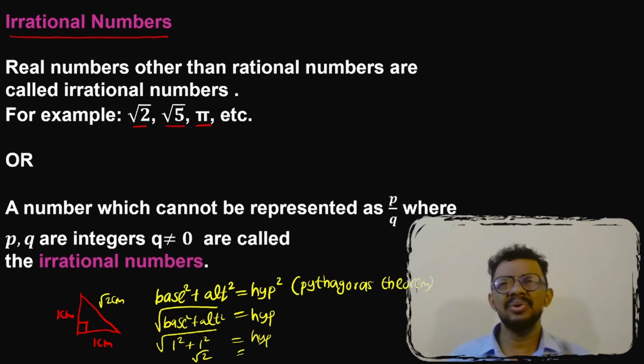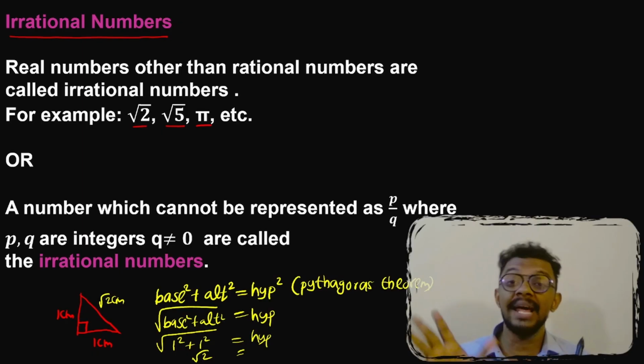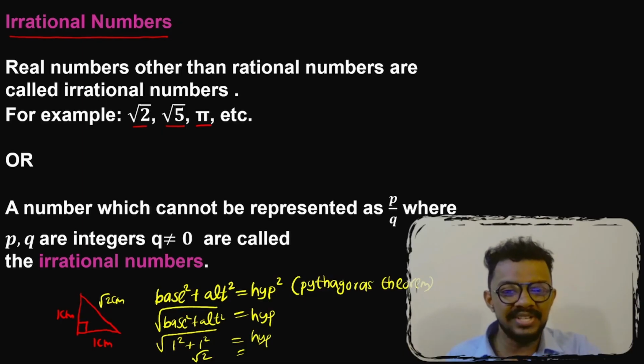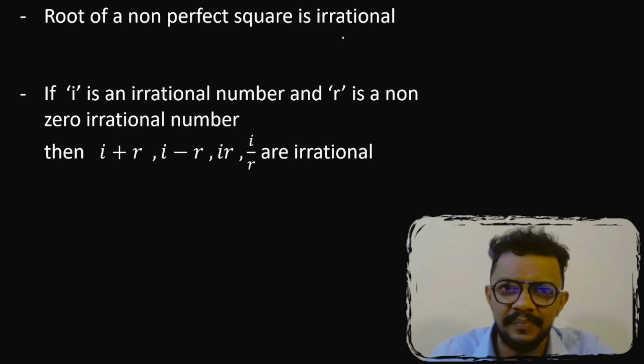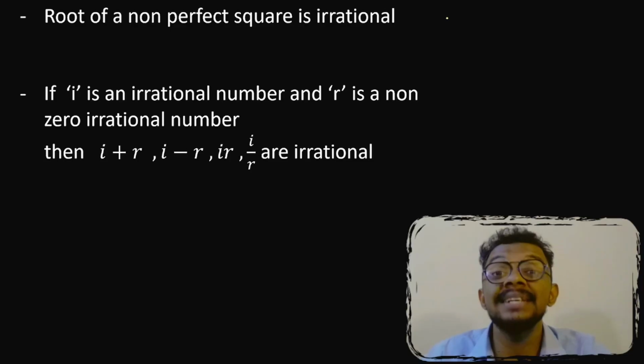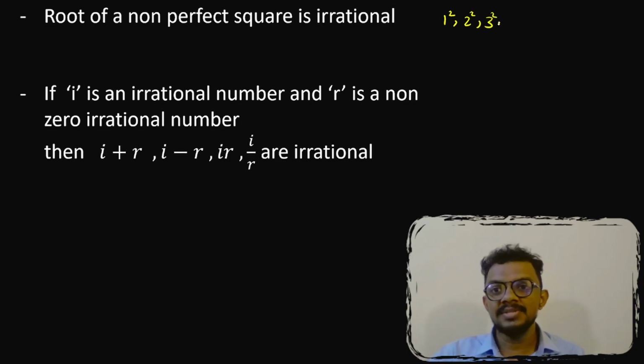Maybe you are wondering that we don't know many numbers in irrational numbers. Then I will give you a strategy to understand more irrational numbers. Learn the first strategy: the root of a non-perfect square is always irrational. What is a perfect square first? Perfect square means squares of natural numbers: 1 square, 2 square, 3 square, 4 square, 5 square. These numbers are called perfect squares.